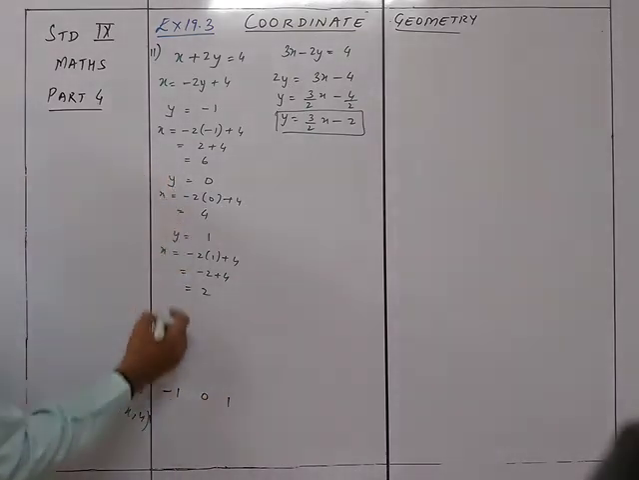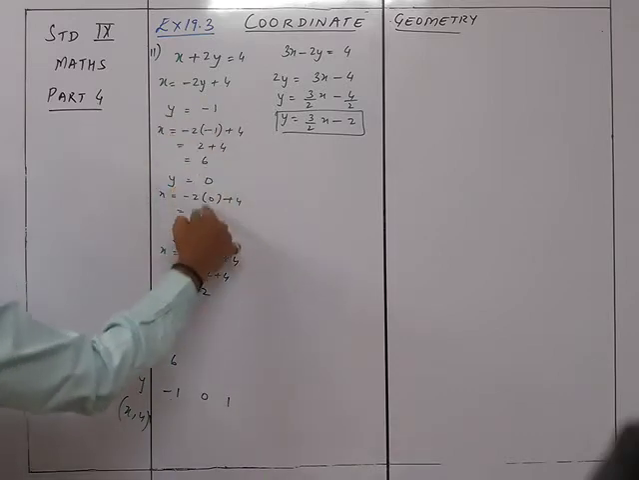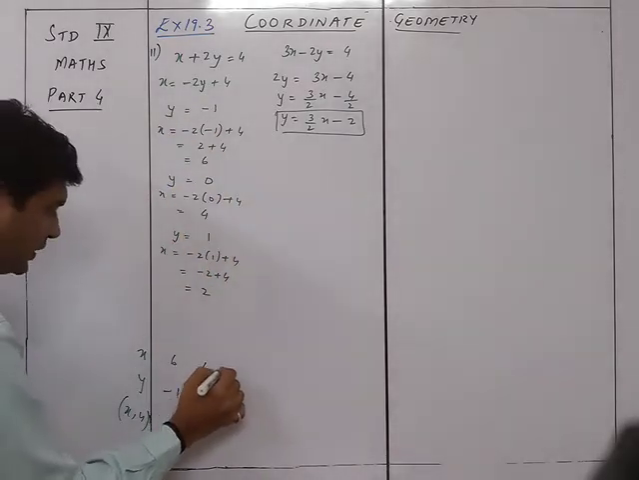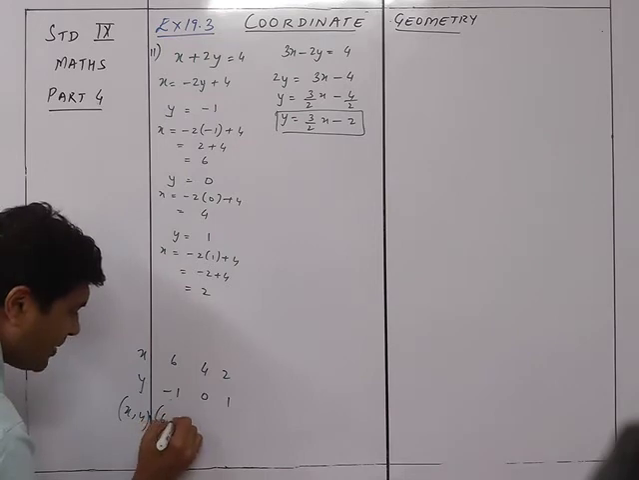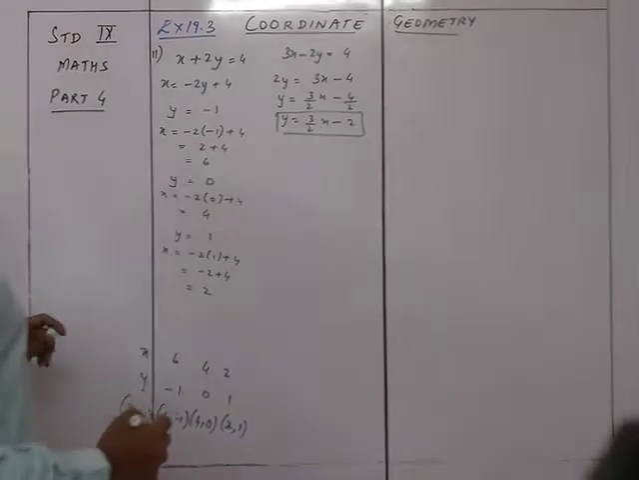And the x value is 6 in the first case, and in the second case 4 and 2. So this gives you 6 comma minus 1, 4 comma 0, and 2 comma 1. So that's the value of the first equation.